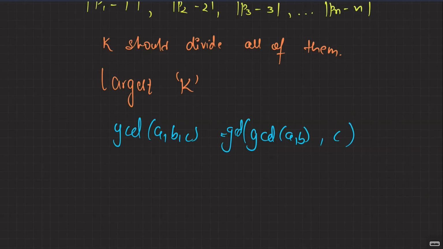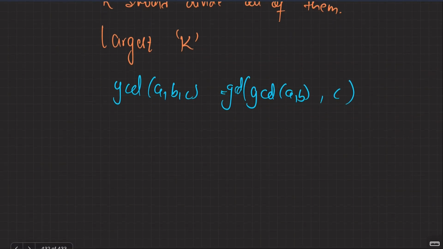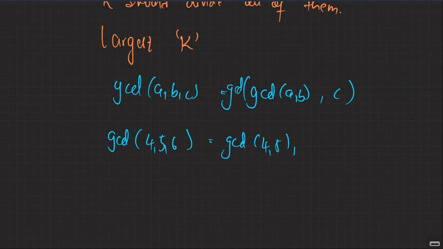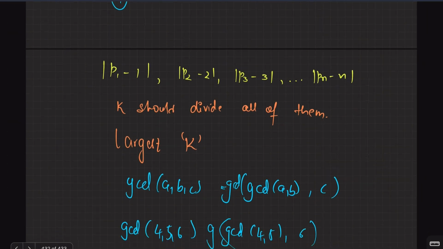So basically you can change the GCD operation. You can calculate GCD on the fly. So what I'm saying is, if you have GCD of 4, 5, 6 to calculate, you can first calculate GCD of 4, 5, and then again GCD with 6. So basically, I guess it is associative. It is associative, commutative, everything, right? GCD is associative and commutative both. Fine. So that's that. So yeah, the pseudocode is simple.